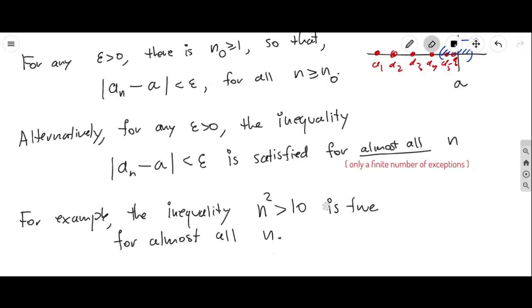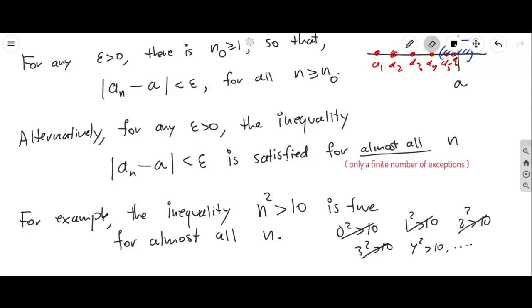What are the exceptions? 0 squared bigger than 10, not true. 1 squared bigger than 10, not true. 2 squared bigger than 10, not true. 3 squared bigger than 10, not true. But when it's 4 squared, this is true, and from that point on, all of them become true. So there's only a finite number of exceptions.